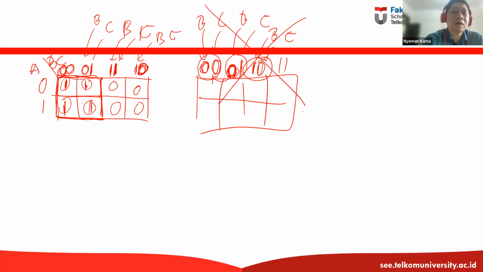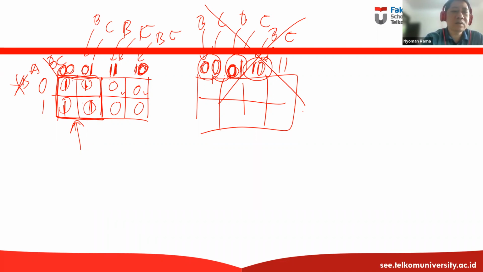Okay, so how can we identify this block? By using row-wise, are all cells active when A is 0? No, because this one is not active. So we cannot use this identification. We cannot use row identification. We can only use column identification.